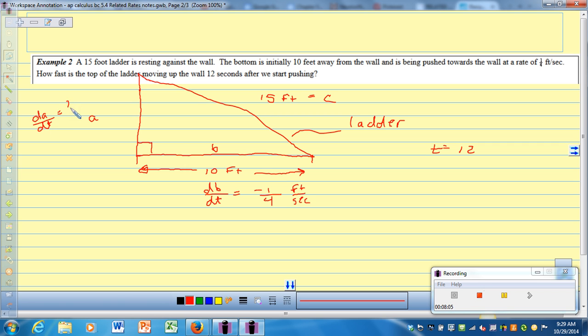So our first task is to find a relationship between our variables. So what do you think we'll be using? We'll be using the Pythagorean theorem. So we have a squared plus b squared equals c squared. Okay? And we are looking for dA/dt. So we will be taking the derivative of this equation. And what will we get? 2a dA/dt.